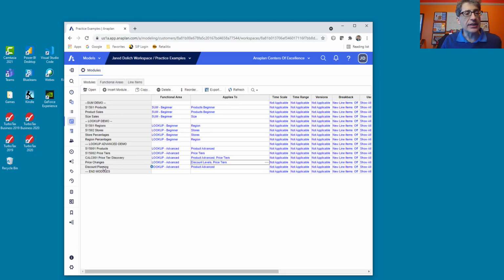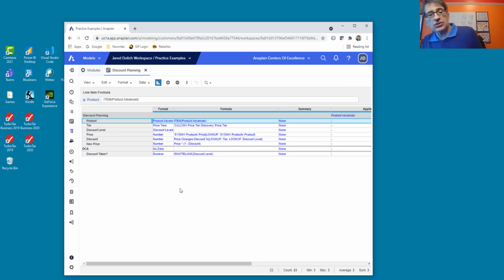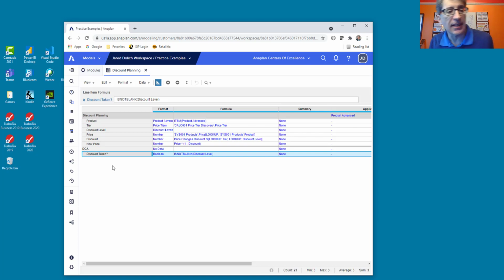Now, probably the best thing to do is go ahead and create the target module, which is this discount planning. I'm just gonna open this up and go into blueprint mode. We'll talk about the formulas in a second, but I would just go ahead and enter all the line items that you want. And I did add this dynamic cell access driver in here too. We'll take a look at that. But enter all of the line items first.